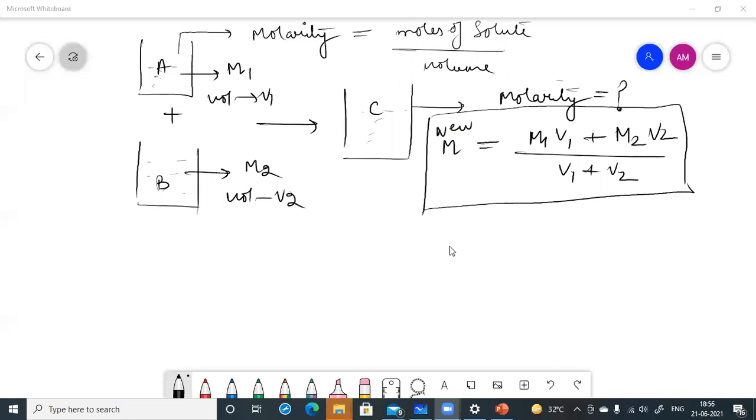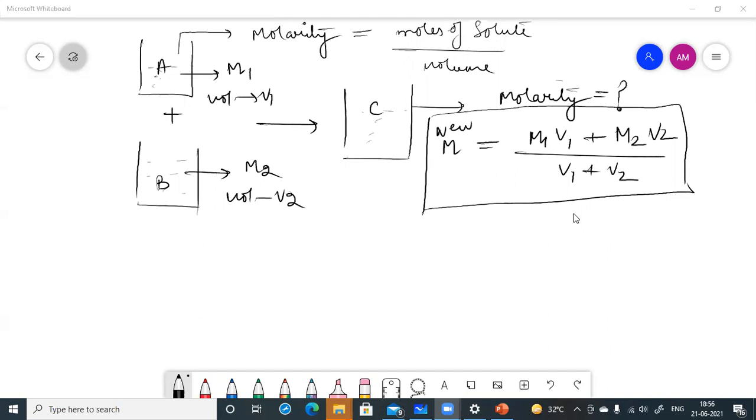Okay. So you can find out the molarity by this formula. Do you want to know how the formula came about or not? If you want to know how this formula came, then I can explain that to you. Sir, I want to know. You want to know? Okay.